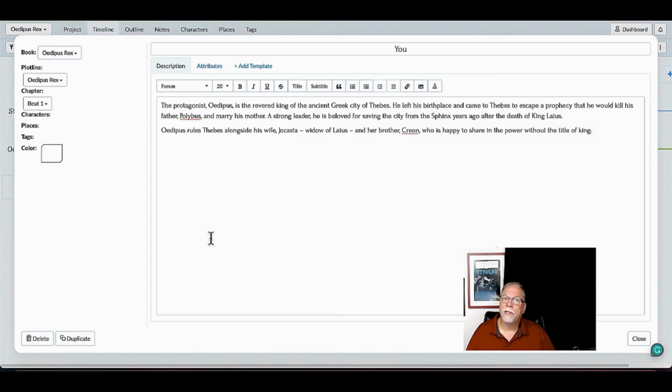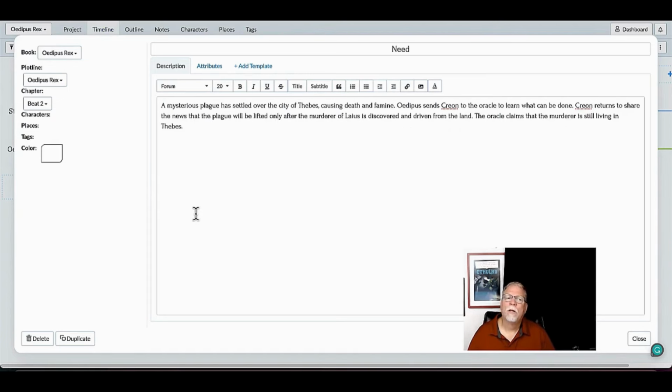of King Laius. Now, Oedipus rules Thebes alongside his wife Jocasta, widow of Laius, and her brother Creon, who is happy to share in the power of rule, but without the necessity of the title of king. What does Oedipus need? Well, a mysterious plague has settled over the city, causing death and famine. He sends Creon to the oracle to learn what can be done.